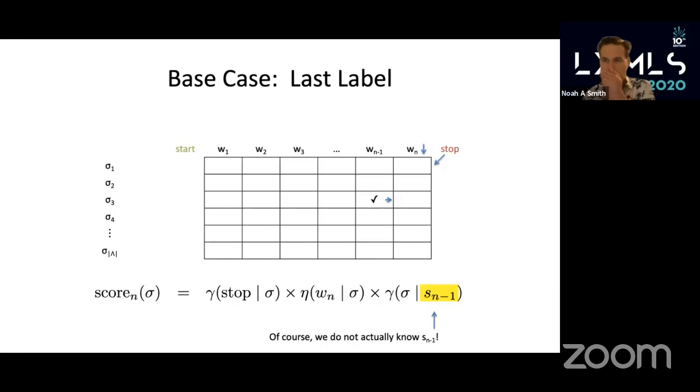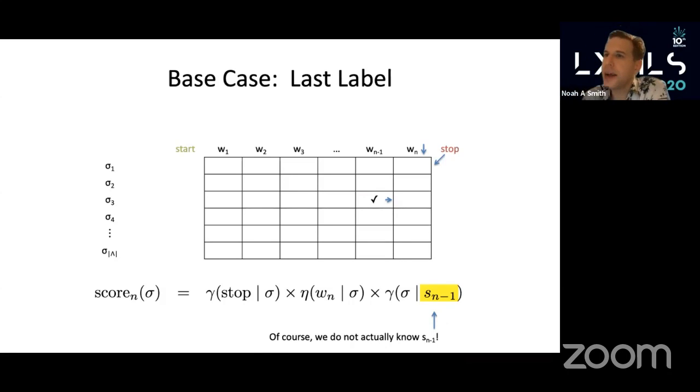Okay, so the way we're going to solve this problem is to think about the choice first at the very end of the sequence. And I'm going to introduce some notation as I go. When I think about the very last word in the sequence, I notice there are three pieces of information that might influence my choice. The first one is the word, of course. The second one is the label of the word to the left, which of course I don't know, so we could call that S sub n minus 1. But we don't know it, keep that in mind.